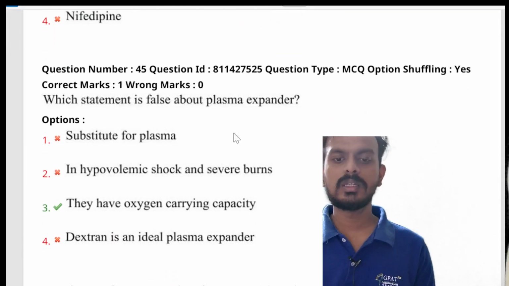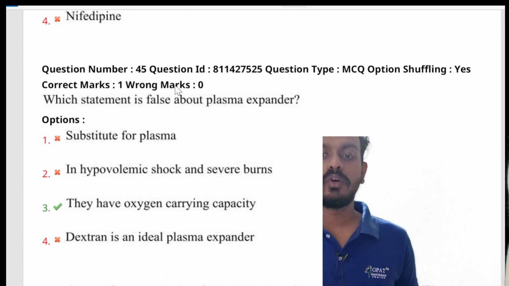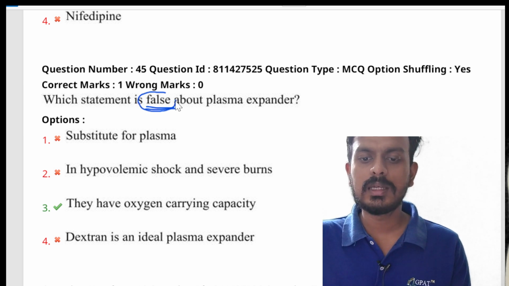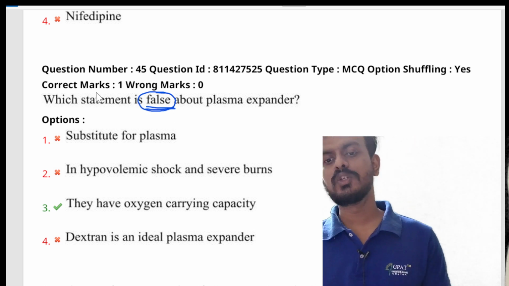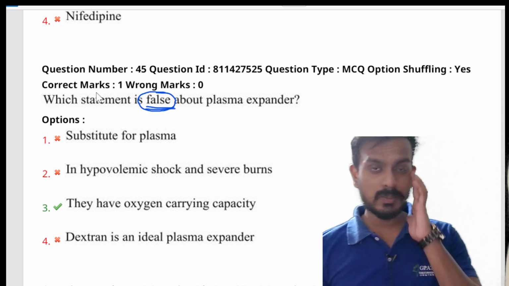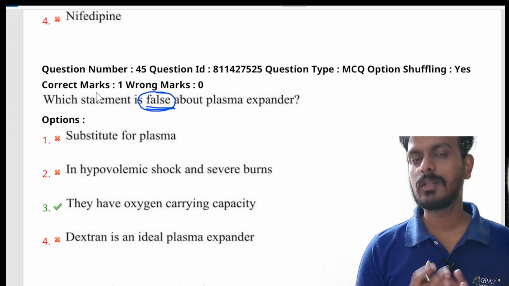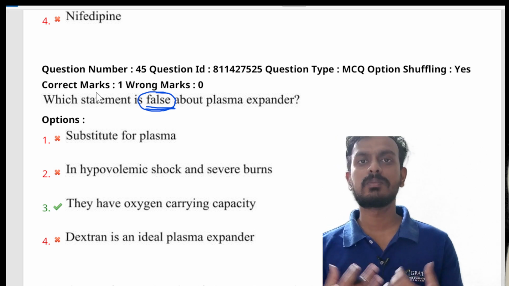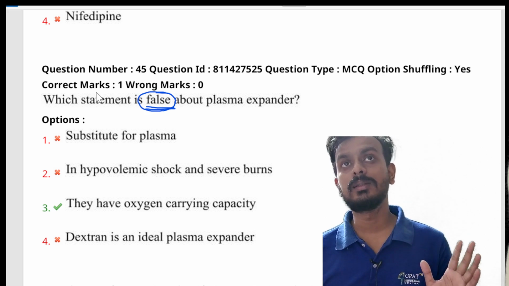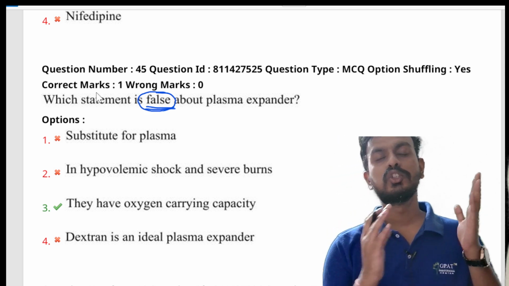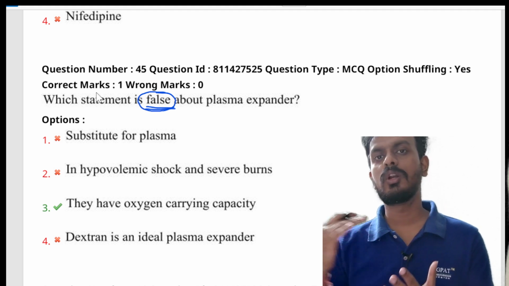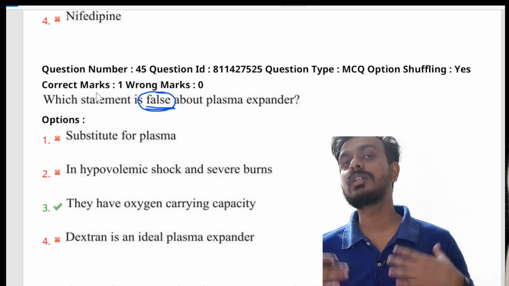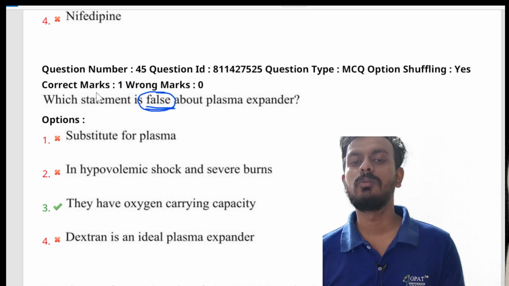Moving to the next question: which statement is false about plasma expanders? Please highlight that it is asking about false. So what is a plasma expander? Plasma expanders are a class of drug used to increase the plasma content. You might have read that during different shock conditions, like hypovolemic shock or cardiogenic shock, the plasma volume is reduced. To correct this, we provide a plasma volume expander.